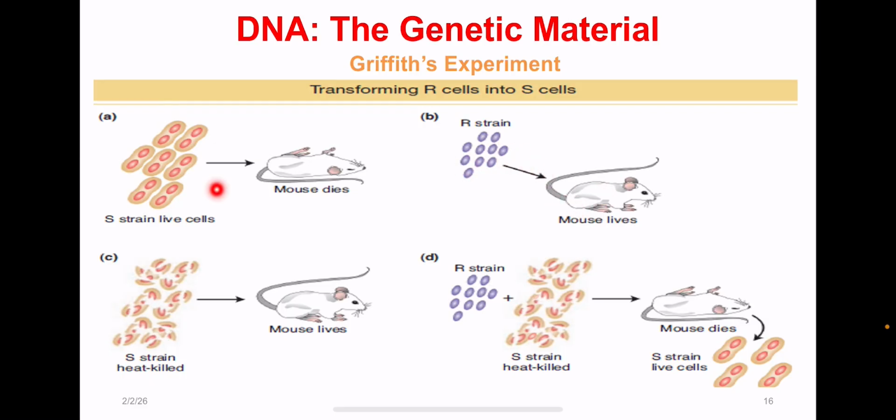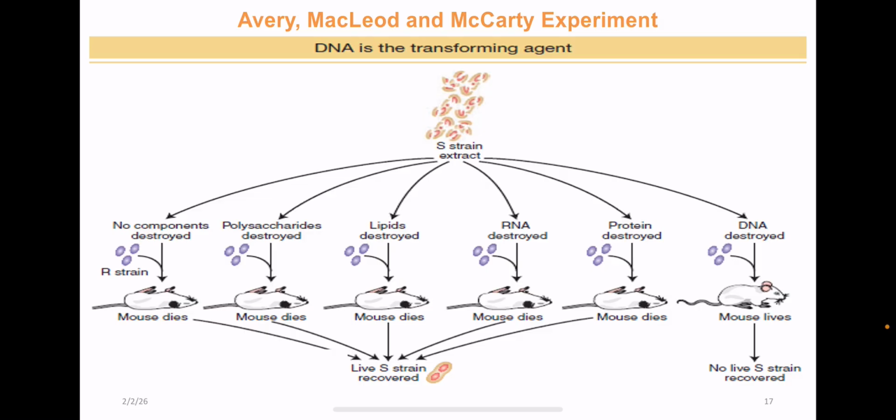Let me not make any assumptions. Let's just get straight into this. So the first step is we infect a mouse with the S strain, it dies. We infect with the R strain, it lives. Then he went on to do another test. He killed the S strains by heating them, and after killing them and infecting the mouse with the killed S strains, the mouse lived. The amazing thing is when he combined the killed S strains with the living R strains, the mouse died.